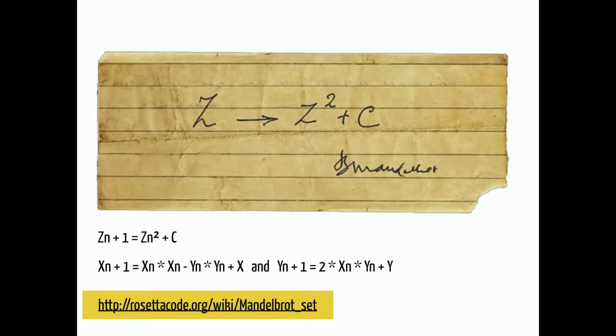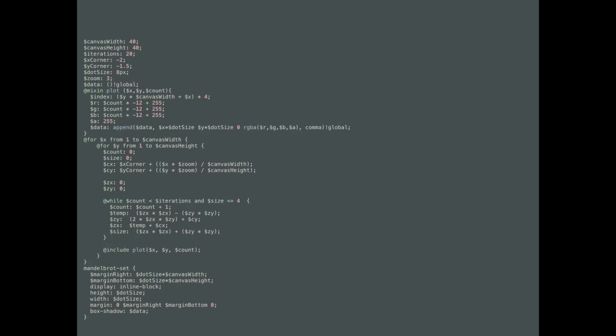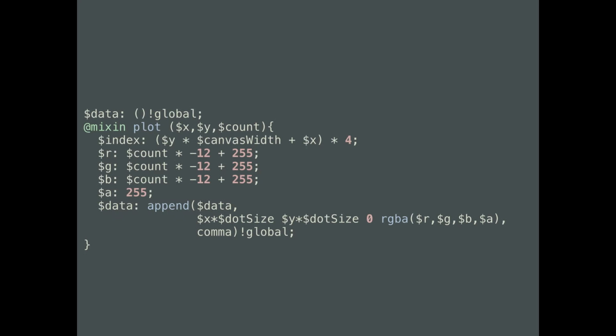I put a link down here from Rosetta Code, and you can actually see all these implementations. One of these implementations is a contribution that I made. I thought I'd contribute a Sass version. This is just the entire code. So this is the actual code that will render the Mandelbrot set in CSS. So let's look at it in detail. You can basically compare it to something like the JavaScript version.